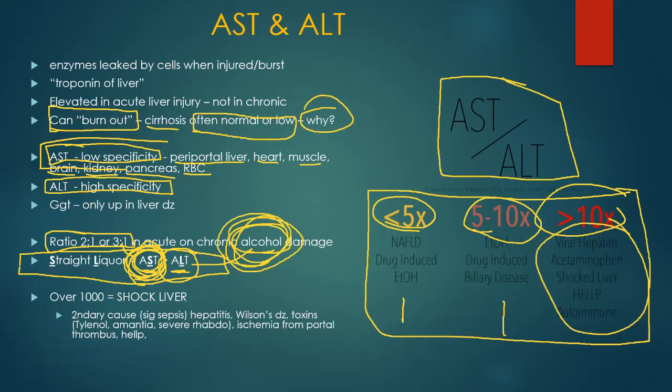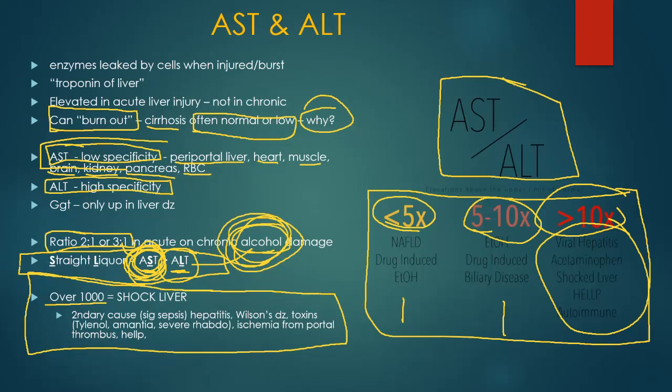Another way I like to know this is something that I call shock liver. So if your AST and ALT are over 1,000, we're very close. This is somebody who's in shock liver, and shock liver patients should never go home. This is severe liver damage. They're in the midst of having liver failure acutely, and they need to be admitted. We need to find the cause of their liver problems, and it can be a long list.